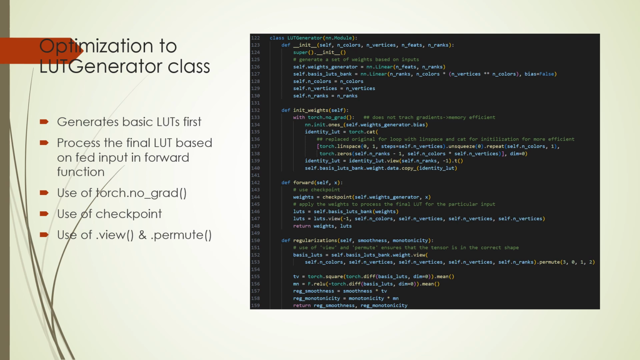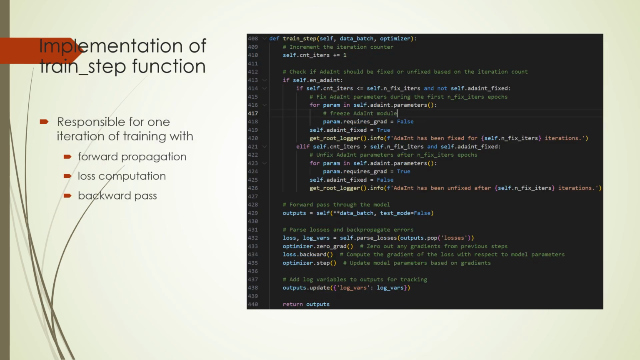And so I was thinking if someone is trying to run the code on a relatively poor computer, which has a smaller amount of GPU memory, they can trade computational speed for it. And then I also use functions such as view and permute to ensure that the tensor is in the correct shape in the regularization function.